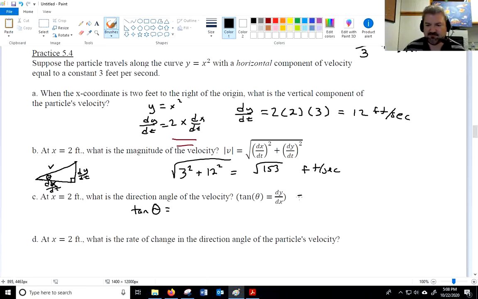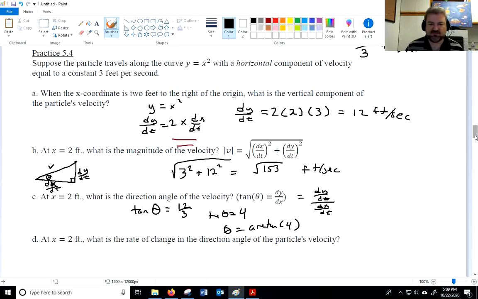What does that mean? It's dy over dt, and dx is dx over dt, but the dt's cancel out. So we know our dy/dt was 12, and we know our dx/dt was 3, right? So the tangent of theta is equal to 4. Notice that that's exactly what you would get if you took dy/dx here. dy/dx is 2x, and 2x times 2 is 4. So it's completely related. So our theta must be equal to the arctangent of 4. I'll let you figure out what that is. That's some decimal, you can put it in the calculator if you want.